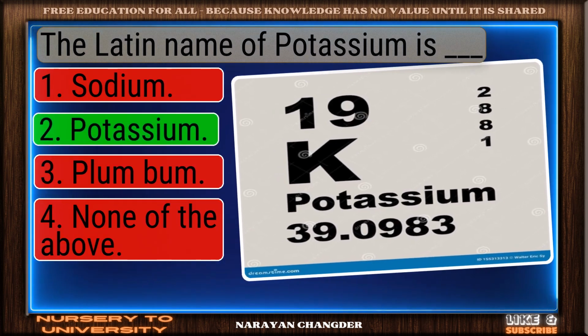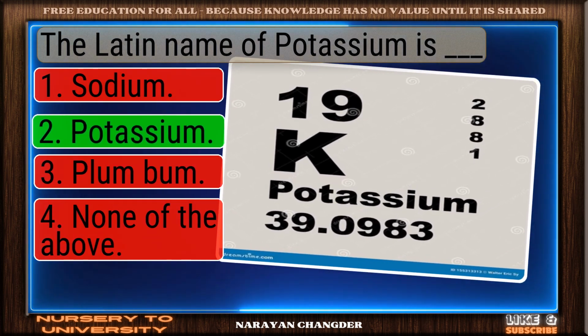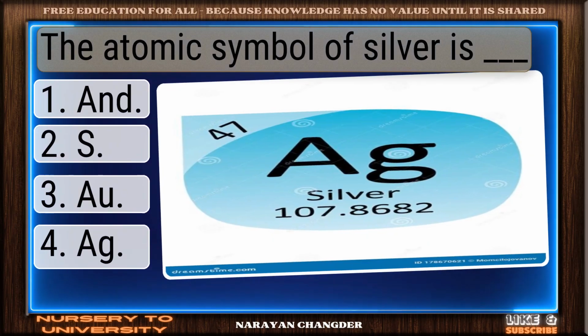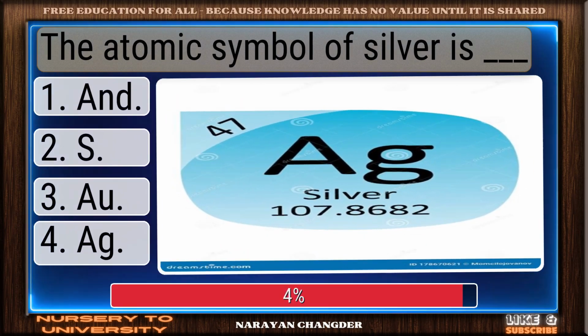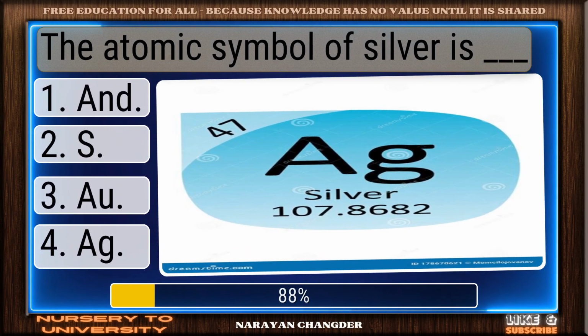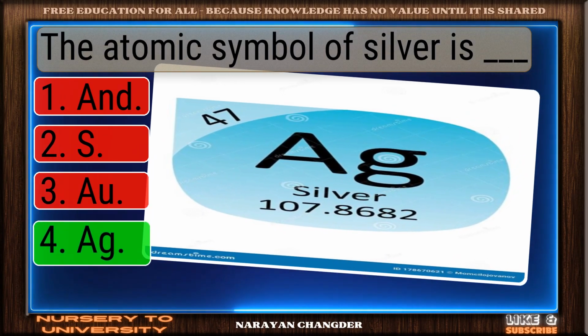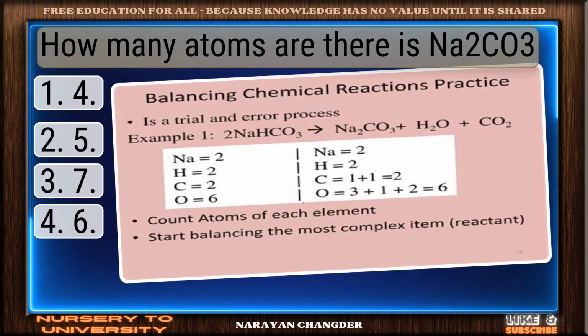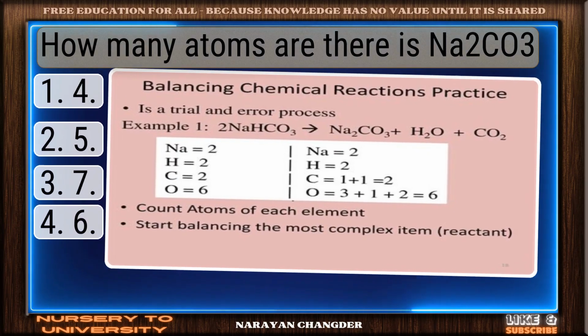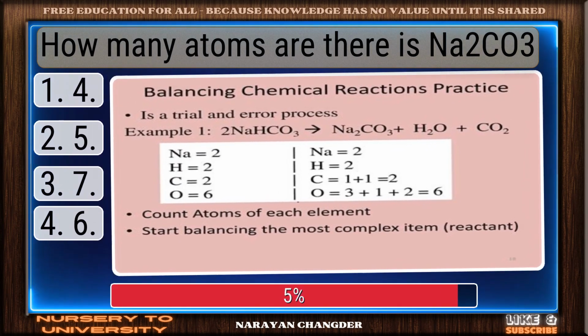Right again. Kalium is a valid answer. Question number 215. The atomic symbol of silver is dash. Clear logic. Your choice, Ag, is sound and 100% true. Question number 216. How many atoms are there in Na2CO3?